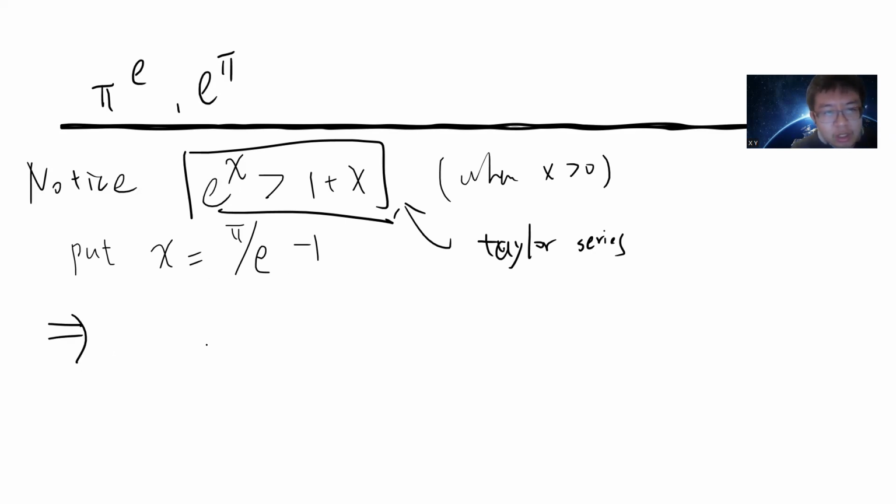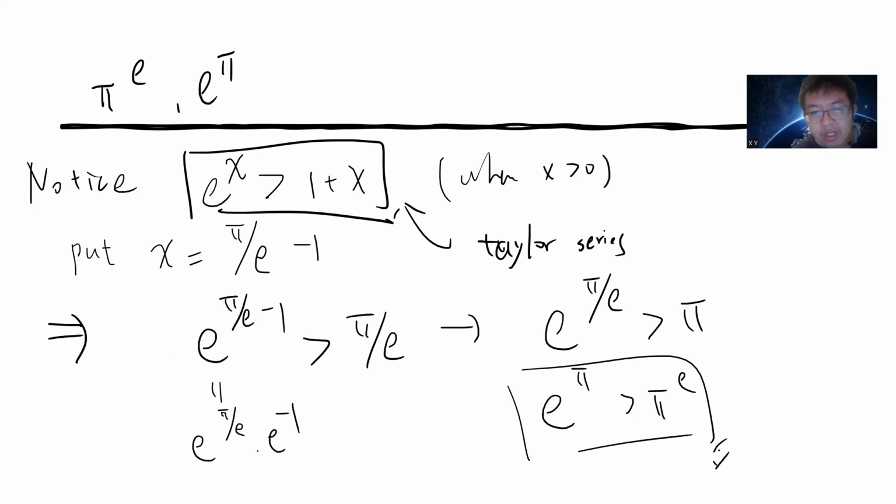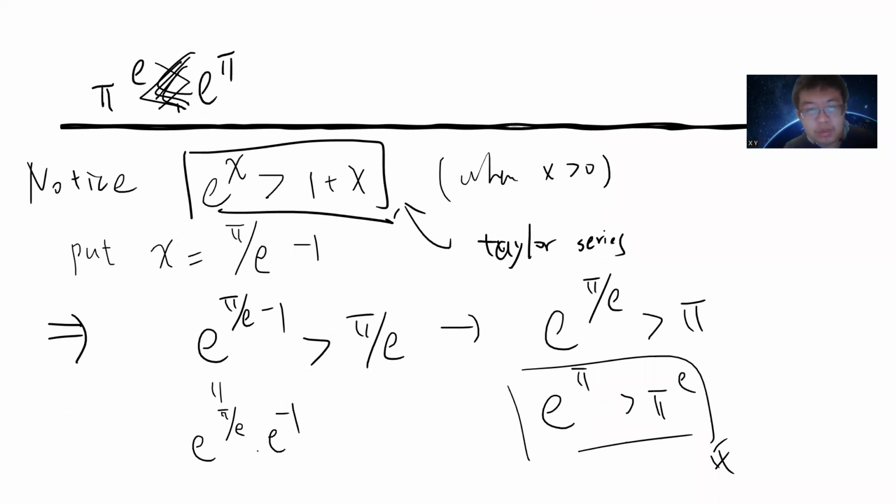So if you do this, exponential of pi divided by e minus 1 is greater than pi divided by e. Which means exponential of pi divided by e is greater than pi, because this one is exponential of pi divided by e times exponential of minus 1. So you get exponential pi greater than pi to the e. Finished. So the answer will be this. This is the first solution, which should be very simple if you believe my proof.